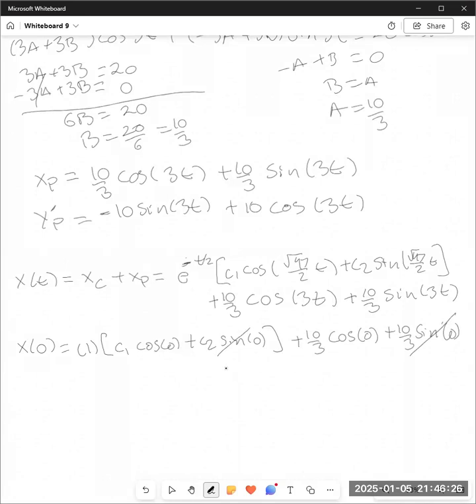So this is going to be 1 times c1. So c1 plus 10 thirds times 1 is 10 thirds is equal to x of 0, which we were told was 2, which is equal to 6 thirds. So c1 is 6 thirds minus 10 thirds, which is negative 4 thirds.